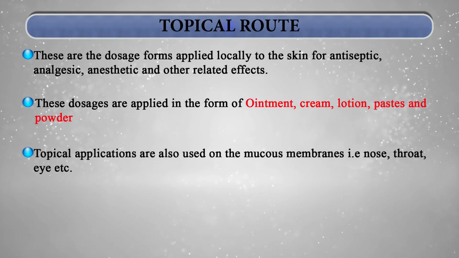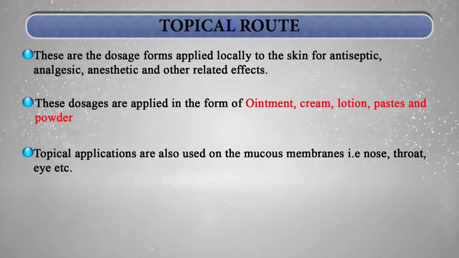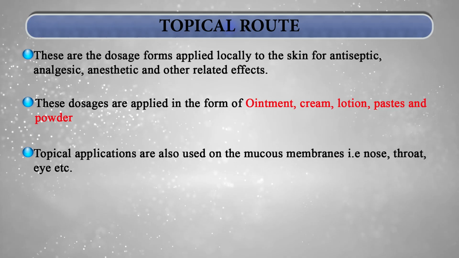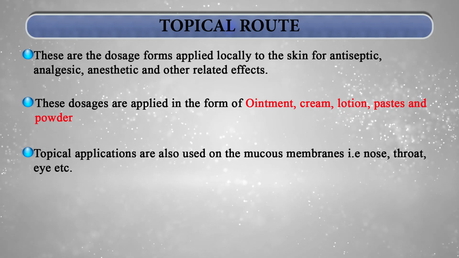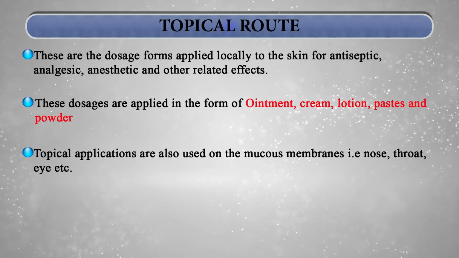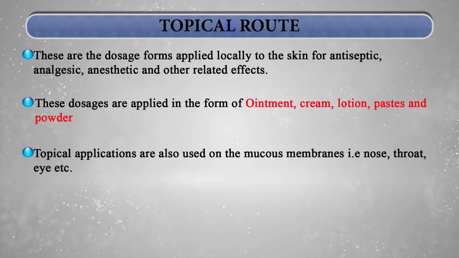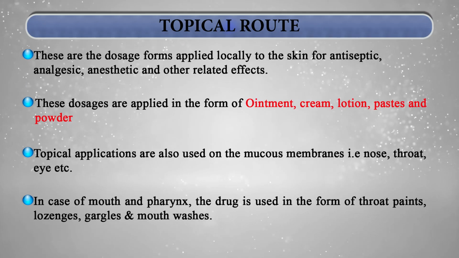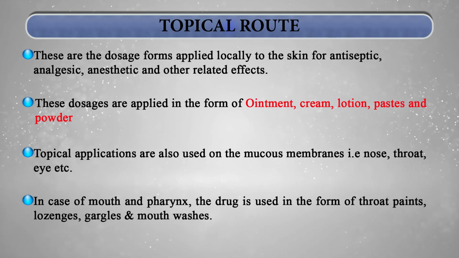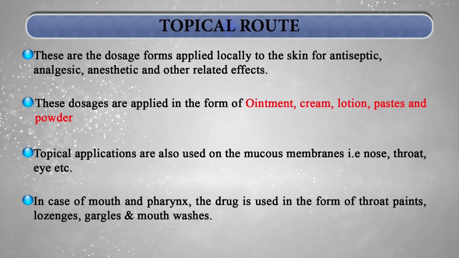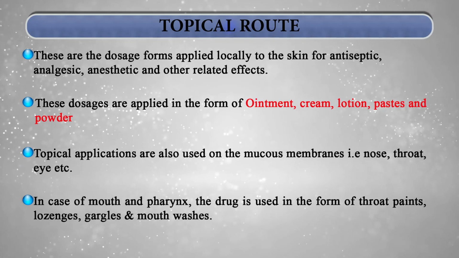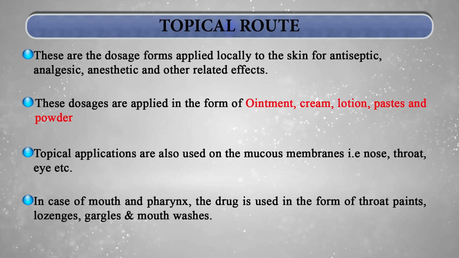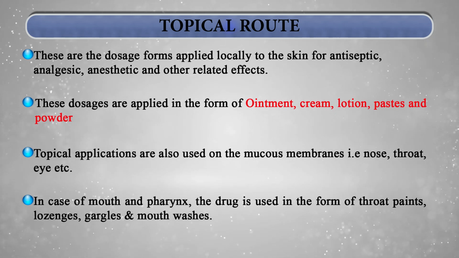Then topical application is also used on mucous membranes. What are these mucous membranes? Like nose, throat, eye. We have certain eye ointments which are called applicaps, in the form of a gel, which can be applied in the eye. We have certain kinds of throat paints, like if you have some blisters or a burn in the oral cavity, somewhere in the mucous membrane of the mouth, or if there is itching or pain or soreness in the throat, we apply the throat paints.